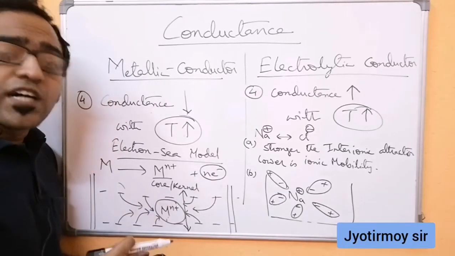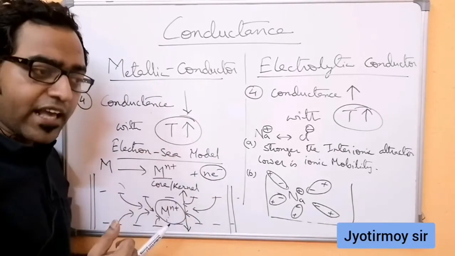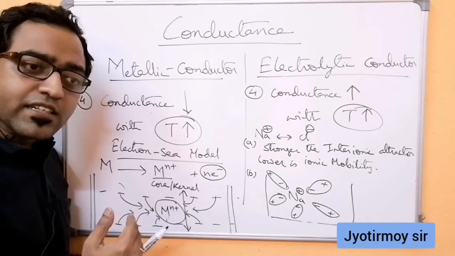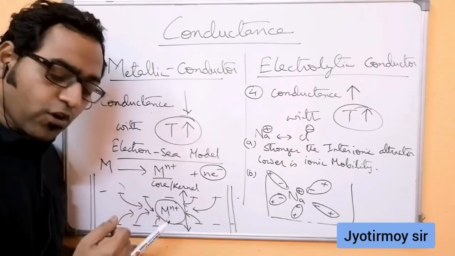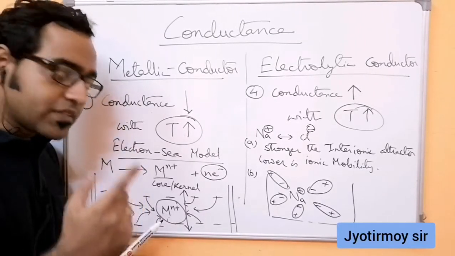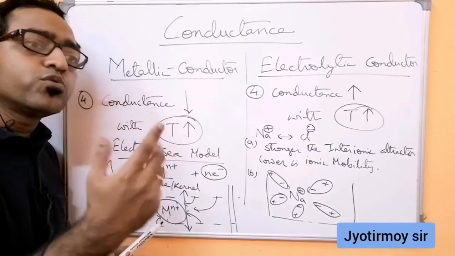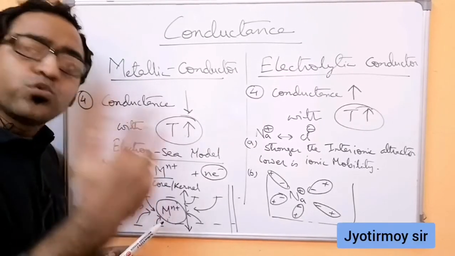Now we will move on to the third point. The third point is very simple. It is solvent-solvent interaction. What is solvent-solvent interaction? Suppose you have ethanol. Ethanol has only one OH group. Suppose you have ethane 1,2-diol. It has two OH groups.